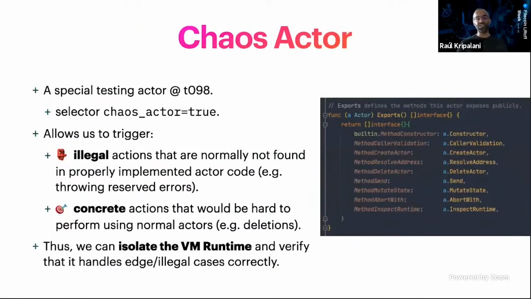There are certain conditions that we want to be able to test that are not present in the production code, but we want to isolate and test specifically. To do that, we deploy a special actor that we call the chaos actor, whose role is exactly that, to wreak chaos, right? Vectors that use the chaos actor have a specific selector enabled, and the chaos actor allows us to trigger illegal actions and also concrete actions that are not normally found in normal actor code, like miner actors and storage power actors and so on. And this allows us, in this particular case, to isolate the VM runtime and test it separately.